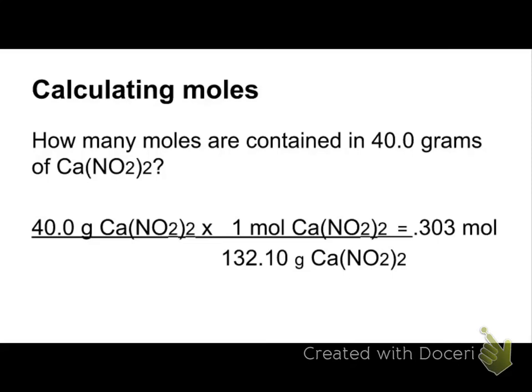Here, I gave you 40 grams. It goes out in front. Grams cancel into moles. 1 always goes with moles. Okay? 1 always goes with moles.